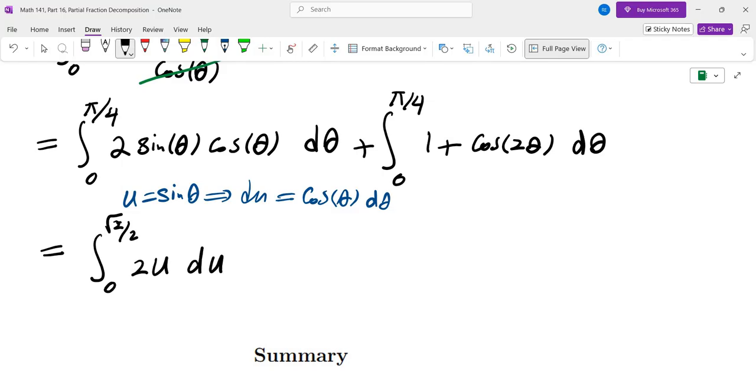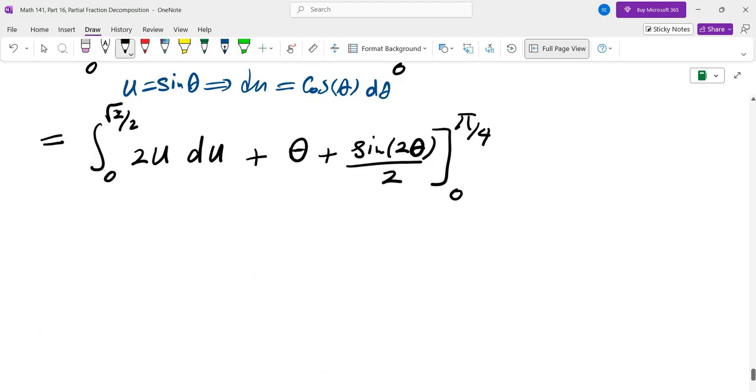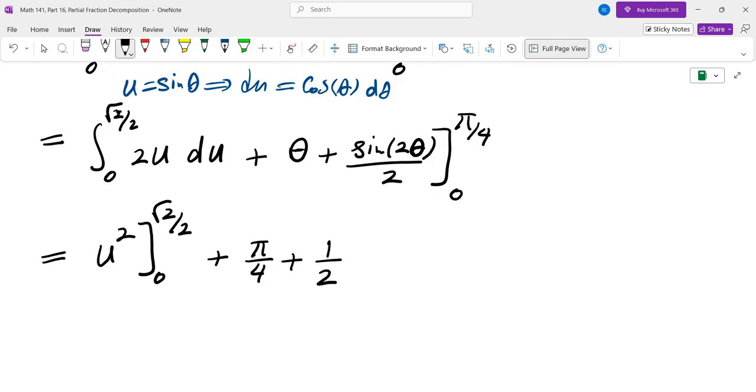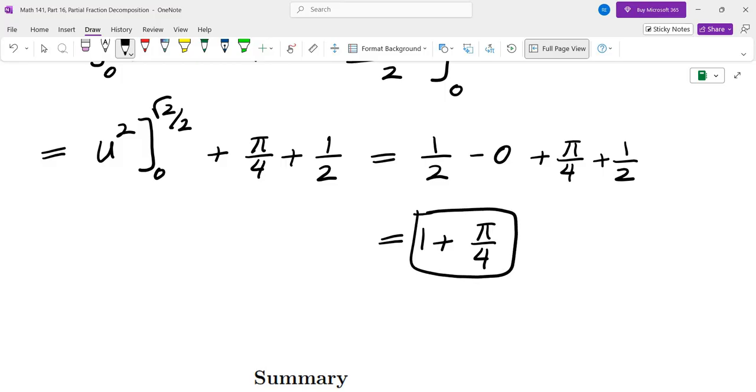And then we get 2u du, plus the integral of 1 is theta, the integral of cosine is sine, and then we have to divide by 2 because of the chain rule, from 0 to pi over 4. Next, we're going to integrate the first one, which is u squared from 0 to root 2 over 2, plus pi over 4 plus 1/2. And when you plug in 0, you get 0. So this gives us root 2 over 2 squared, that's 1/2, minus 0, plus pi over 4 plus 1/2. Simplifying that, we get 1 plus pi over 4 as the final answer.